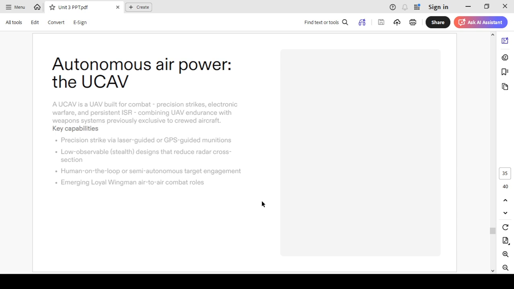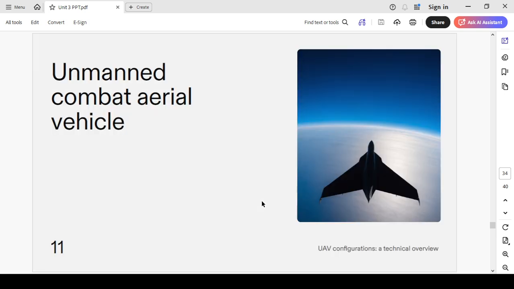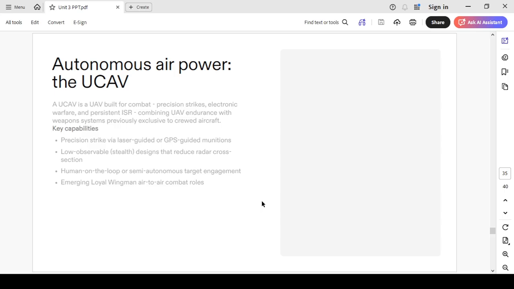So this UCAV is your unmanned combat aerial vehicle, built just to go fight and come back, or else go destroy themselves and drop a bomb. This can be done. It is precisely built for strike, electronic warfare or combat cases.